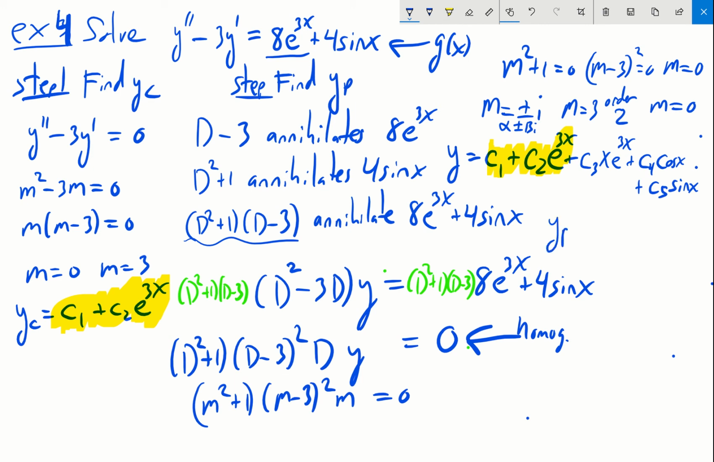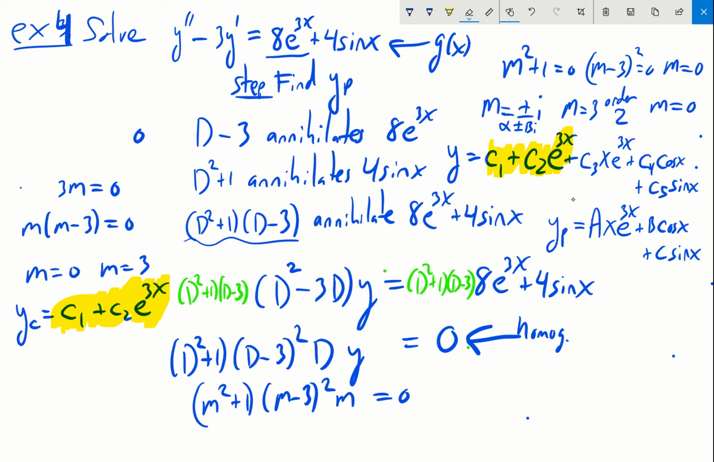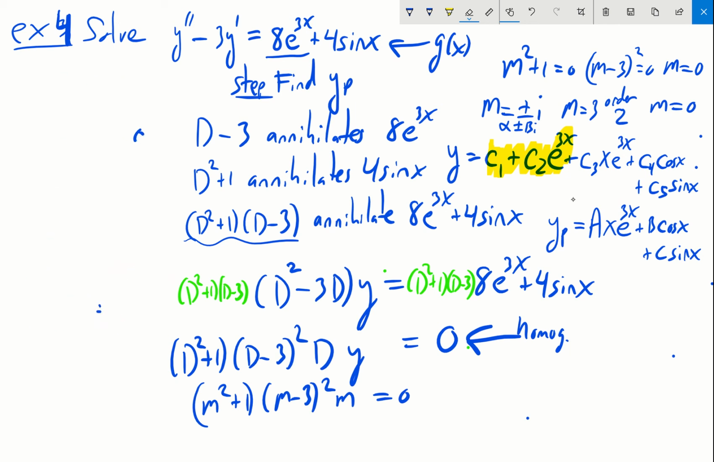Therefore, we believe that the particular form y sub p of the solution is going to include these terms here. And again, instead of calling them c3, c4, and c5, just because it's going to be a little bit easier to work with them, I'll call it Ax e to the 3x plus B cosine x plus C sine x. So let's take the derivatives of y sub p, plug it into the differential equation, and see if we can solve for those undetermined coefficients.